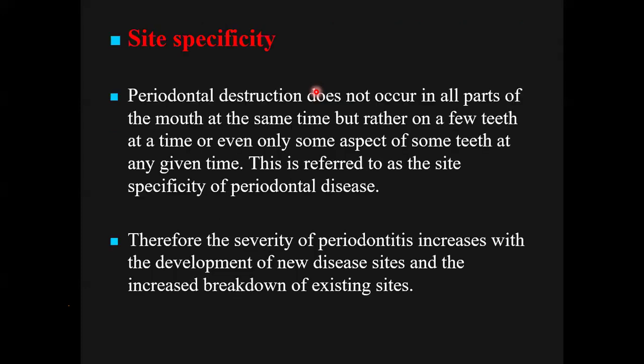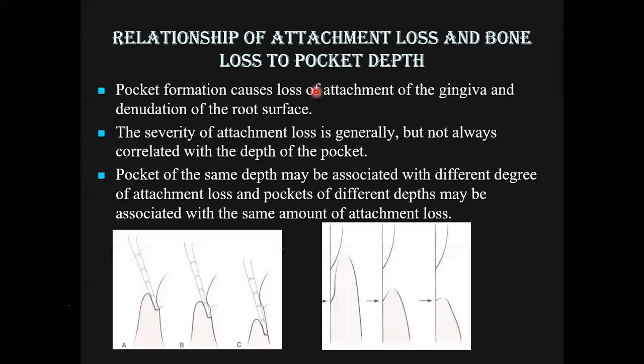Site specificity: periodontal destruction does not occur in all parts of the mouth at the same time, but rather on a few teeth at a time, or even only at some aspects of some teeth at any given point of time. This is referred to as site specificity of periodontal disease. Therefore, the severity of periodontitis increases with the development of new disease sites and increased breakdown of existing sites.